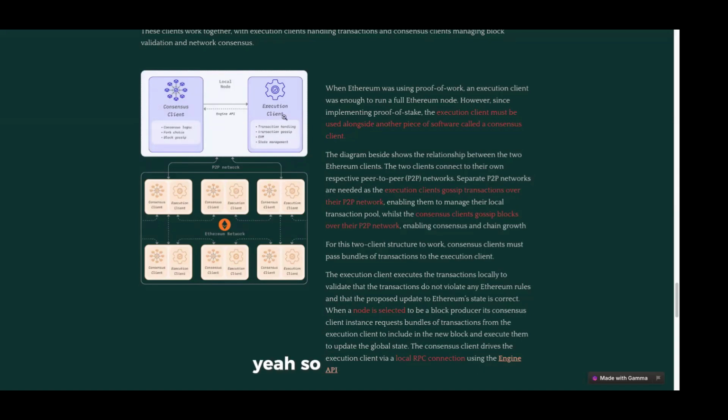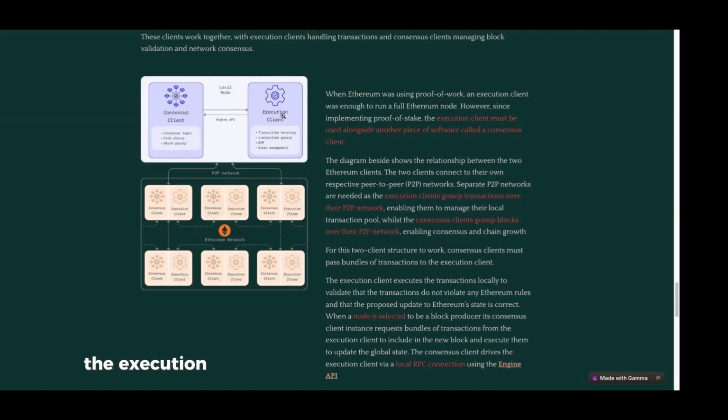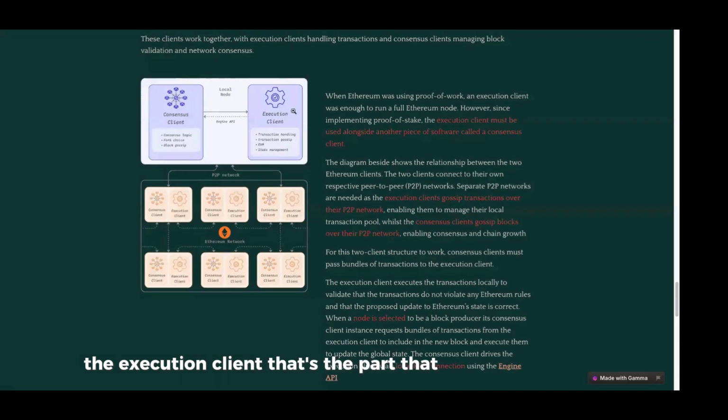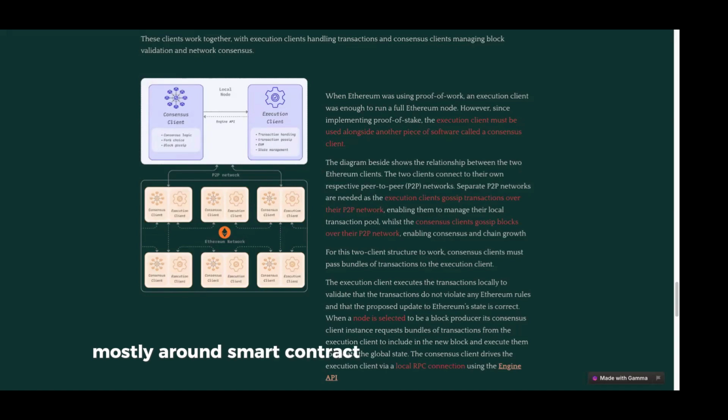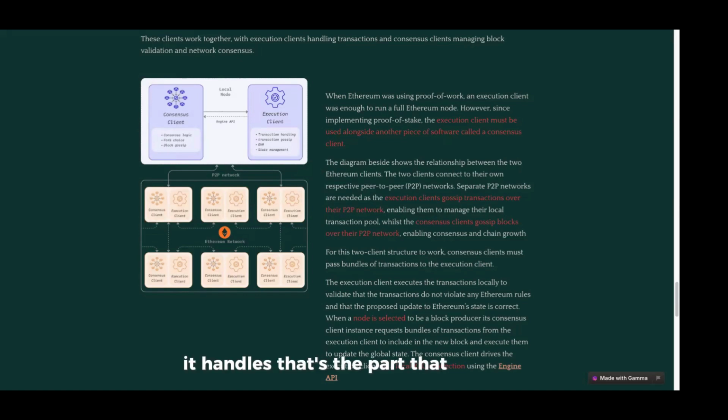Then the execution client, that's the part that handles transactions. It's mostly around smart contract interaction and your interaction with the EVM. That's the part that takes care of those processes.